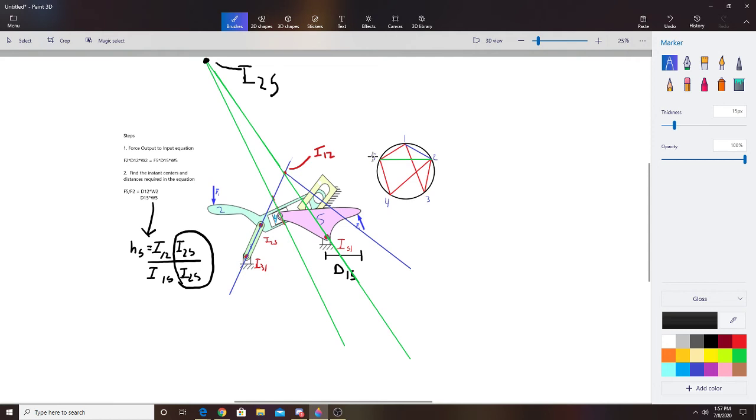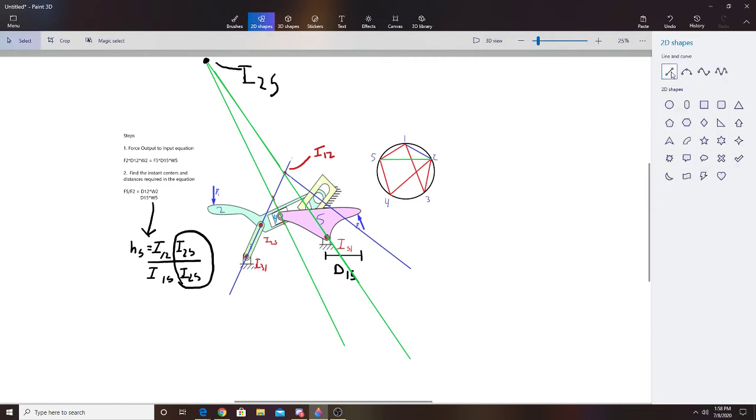And that is I2,5. I'm going to call it good, and it meets right there. So I2,5 is right there. We know where I2,5 is. We know where I1,5 is. We know where I1,2 is, right? So now what we can do is we can play the game. And the game is as follows.